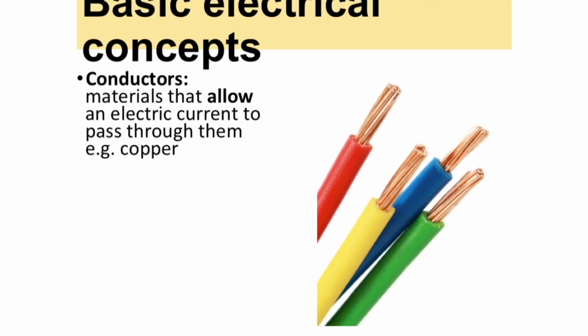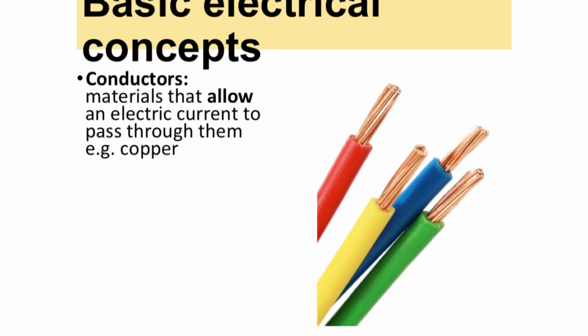We say the first electrical concept is a conductor, and a conductor is a material that allows an electric current to pass through it, for example copper. If you look at that picture, we have a wire, and that wire is copper, and it conducts electricity, or allows electricity to pass through.